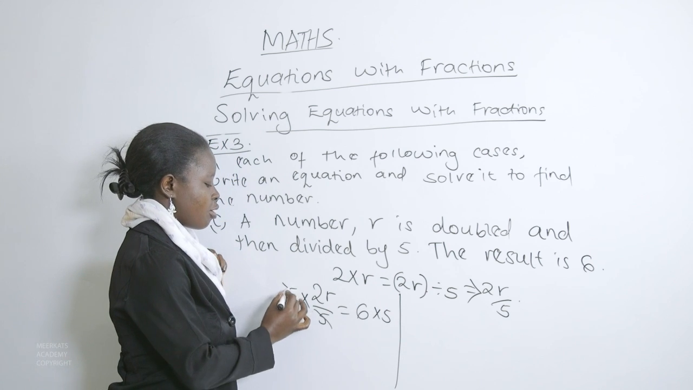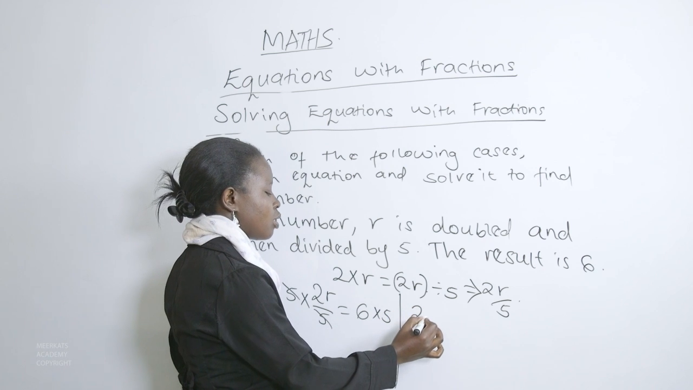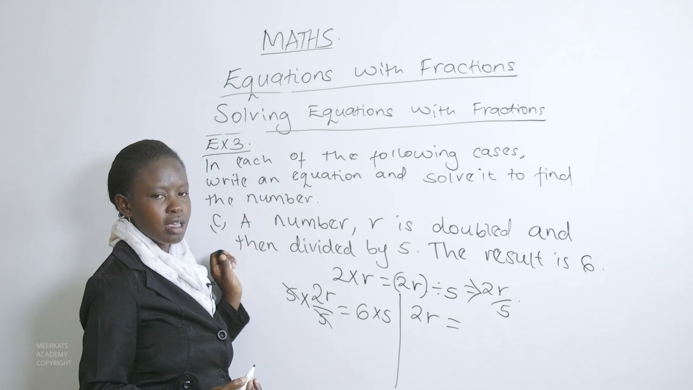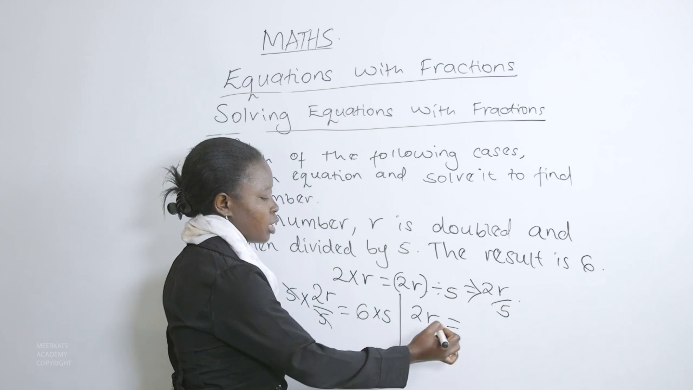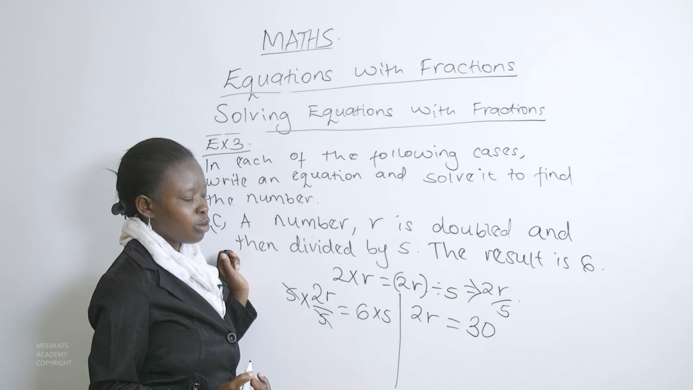So that 5 and 5 cancels out. And on the left-hand side, we are left with 2r is equal to 5 times 6. What is the value? We get that the value is 30. So we need to get the value of r.